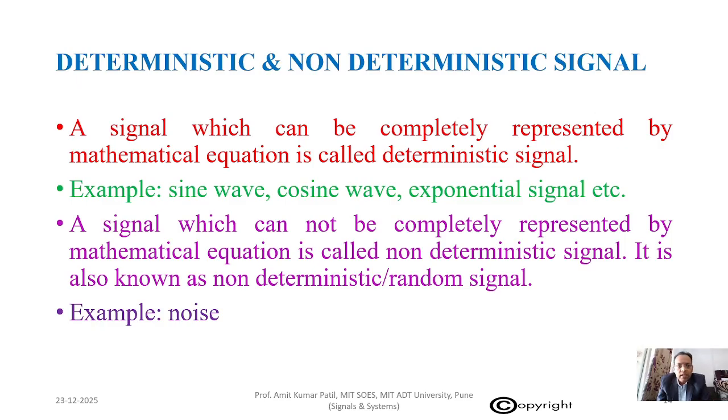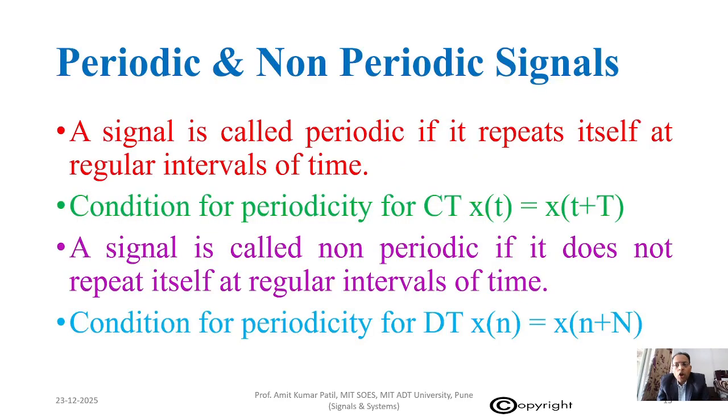Example, noise. Second is periodic and non-periodic signals. The signals which repeat themselves after a regular interval of time are known as periodic signals. The signals which cannot repeat themselves after a regular interval of time come into the category of non-periodic signals.